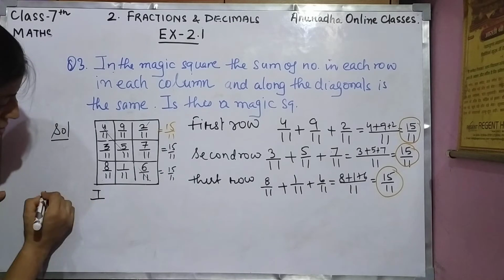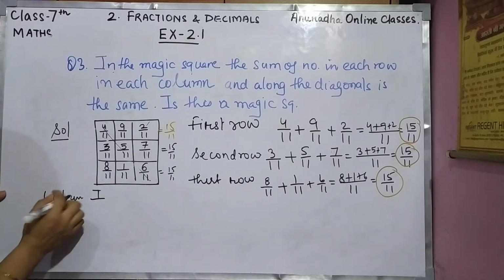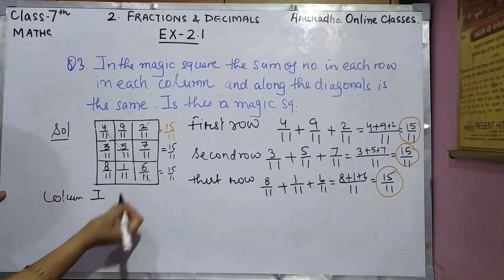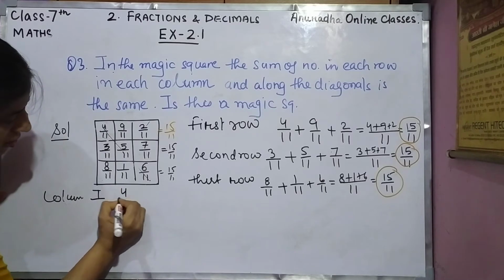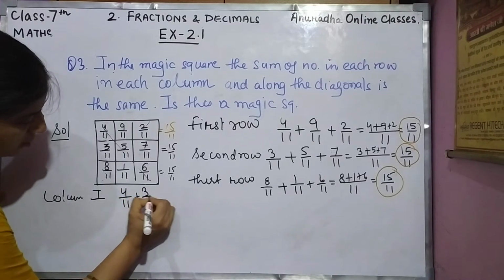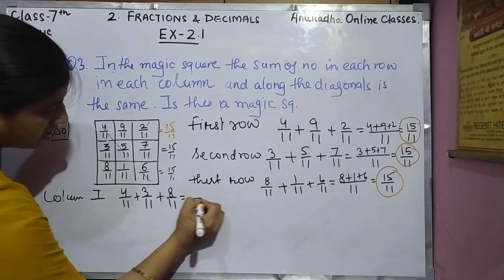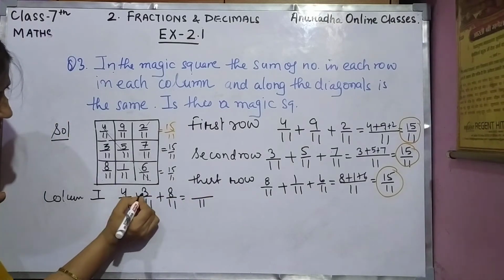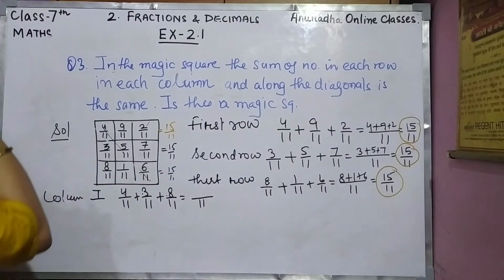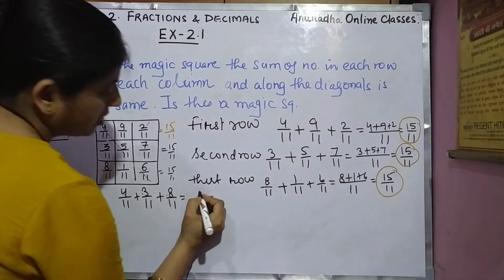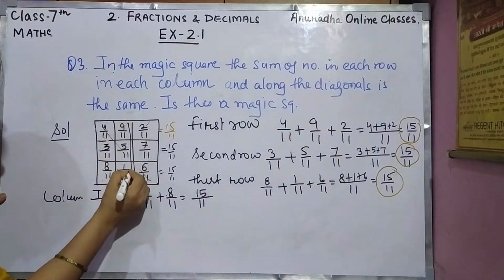So, first column. The first column is 4, 3 and 8. That is 4 upon 11 plus 3 upon 11 plus 8 upon 11. What will we get? See, the denominator is 11. 4 plus 3 is 7, 7 plus 8 is 15. Right? Now let us come to the second one.